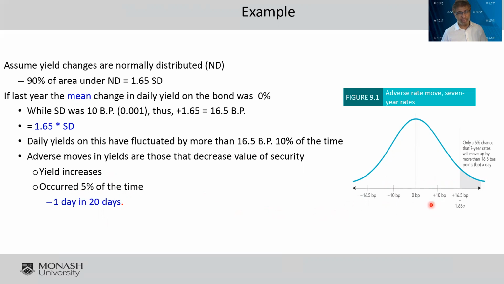Why 5% of the time? Which means we are taking 90% confidence, and 5% of it is 1 day out of 20 days. If you want to transfer, what do we mean by 5%? This is the 5% out of the 100, it's actually the 5% here, which is 1 day in 20 days.